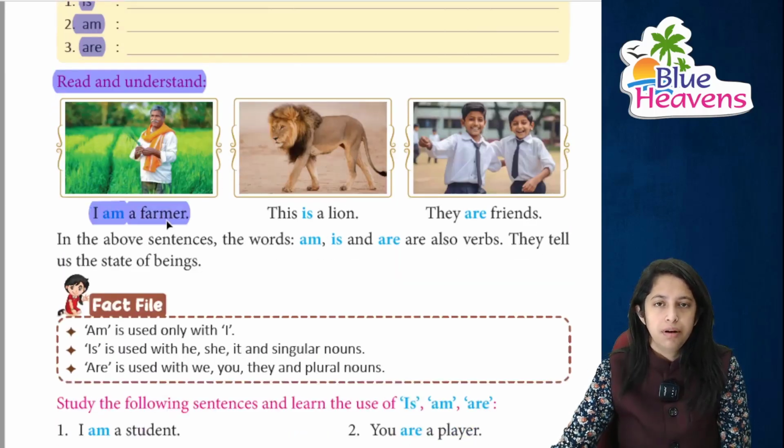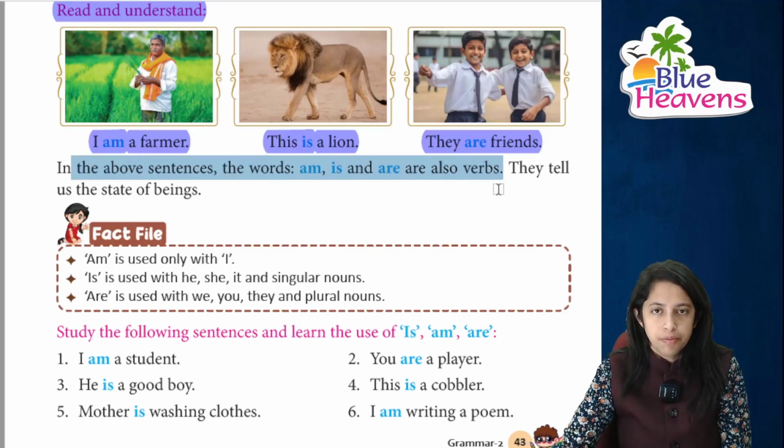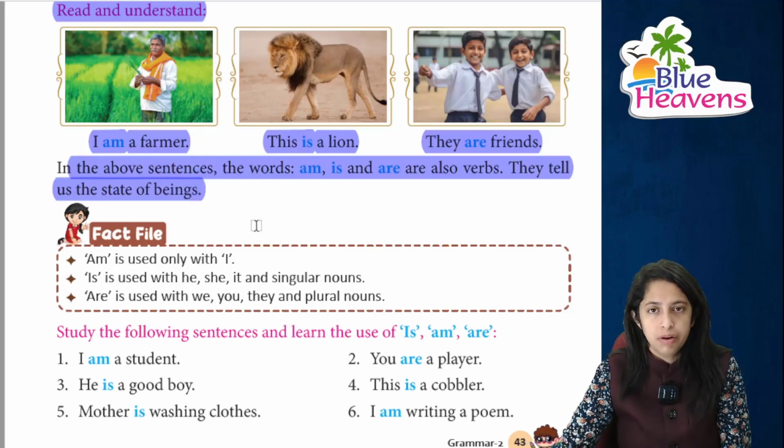I am a farmer. मैं एक farmer हूँ. This is a lion. ये एक lion है. And they are friends. वो लोग क्या हैं? Friends हैं. In the above sentences, जो is, are, am words हैं, ये verbs भी हैं, right? And they tell us the state of beings. देखिए, is जो होती है वो main verb होती है.